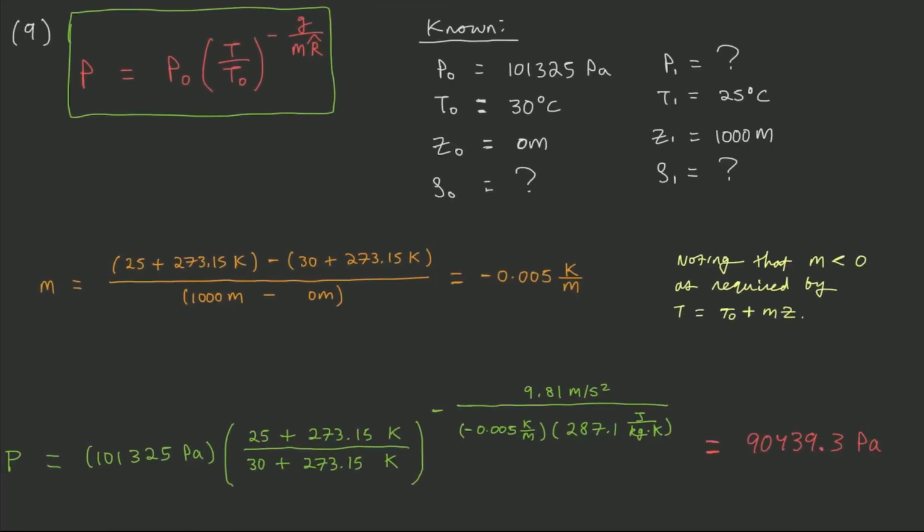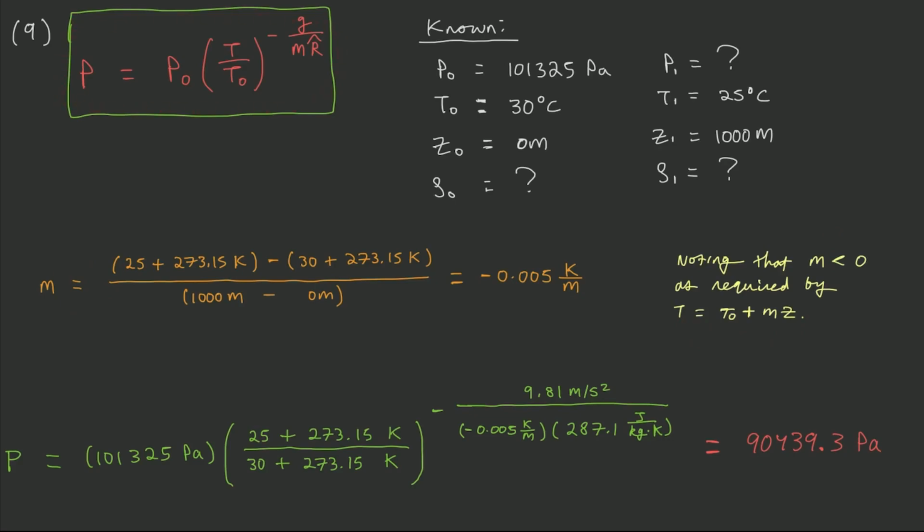Okay, so now that we have this equation established, we rewrite out our knowns, and before we start plugging in numbers to this more general equation, we need to determine what m is. Well, again, we know that t is equal to t naught plus mz. In this form, assuming that our temperature is decreasing, m has to be negative. So we determine our temperature lapse rate as just the difference in temperatures over the difference in elevation, and we find that our linear constant temperature lapse rate is negative 0.005 kelvins per meter. So that's what m is equal to. So it is negative as it has to be, as required by this form of t. So now we're ready to plug in values to our barometric pressure equation, which is this equation right here.